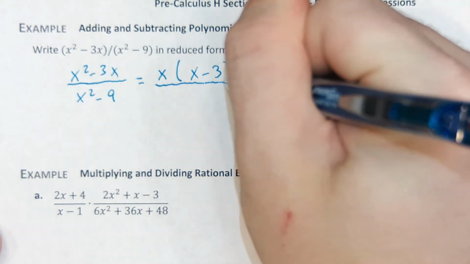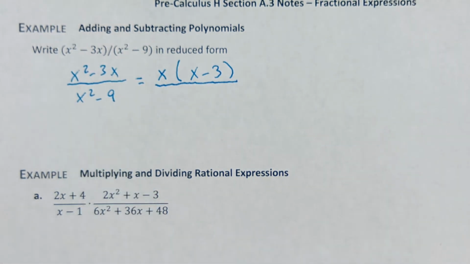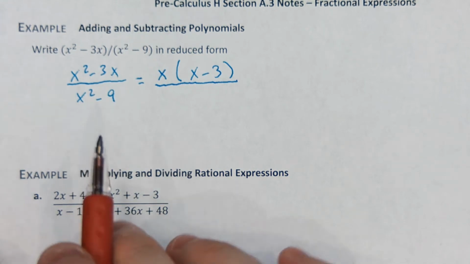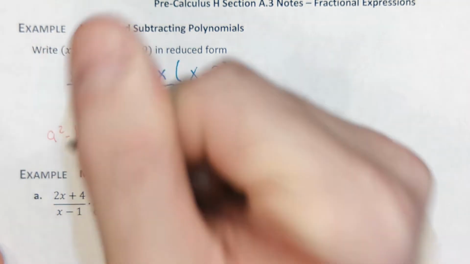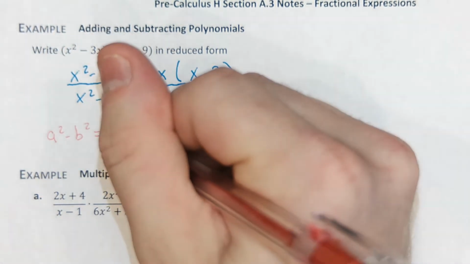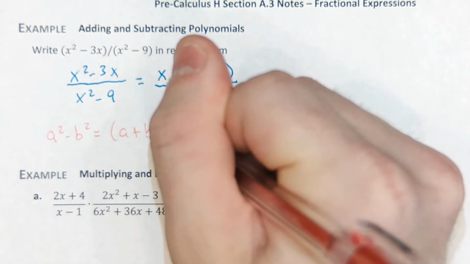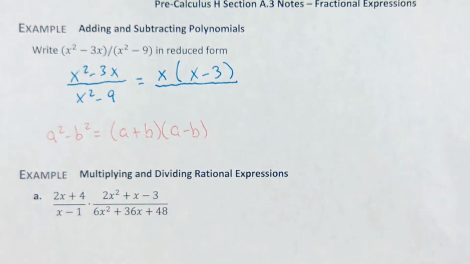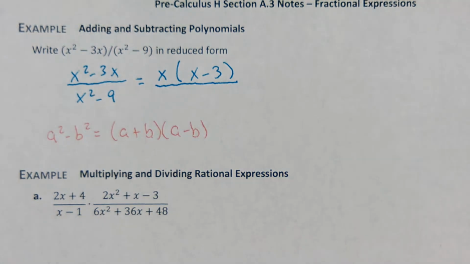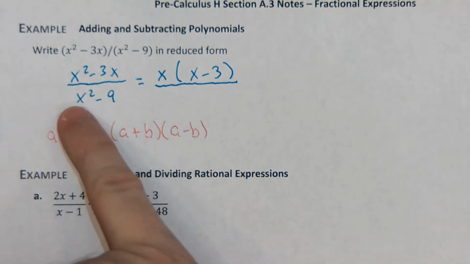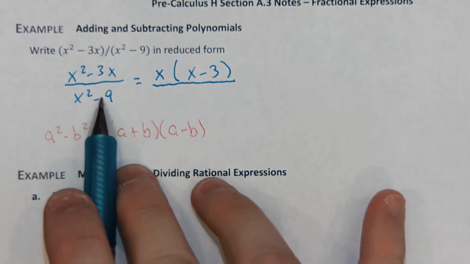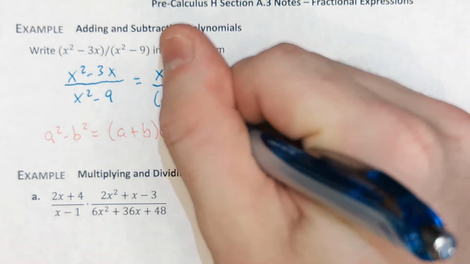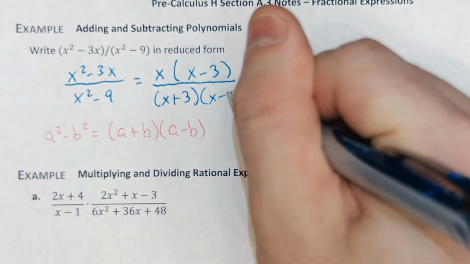Now on the bottom, this is the difference of two squares. We talked about this in the last lesson, so I'm just going to remind you of the formula. Anytime you see perfect square minus perfect square, you can instantly factor it into a pair of conjugates: a plus b times a minus b, where a and b are the square roots of the front and the back. So what we're going to have here is the square root of x squared, x, and the square root of 9, 3. So we have x plus 3 times x minus 3.